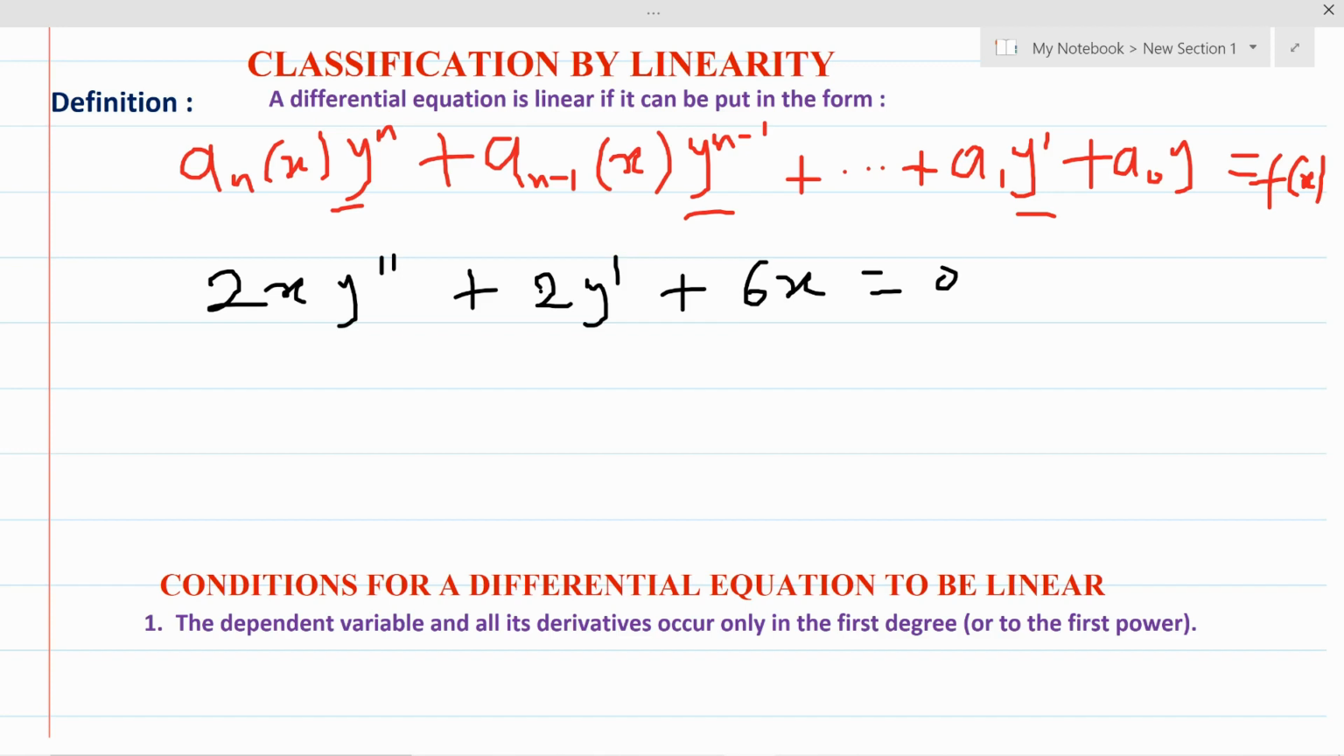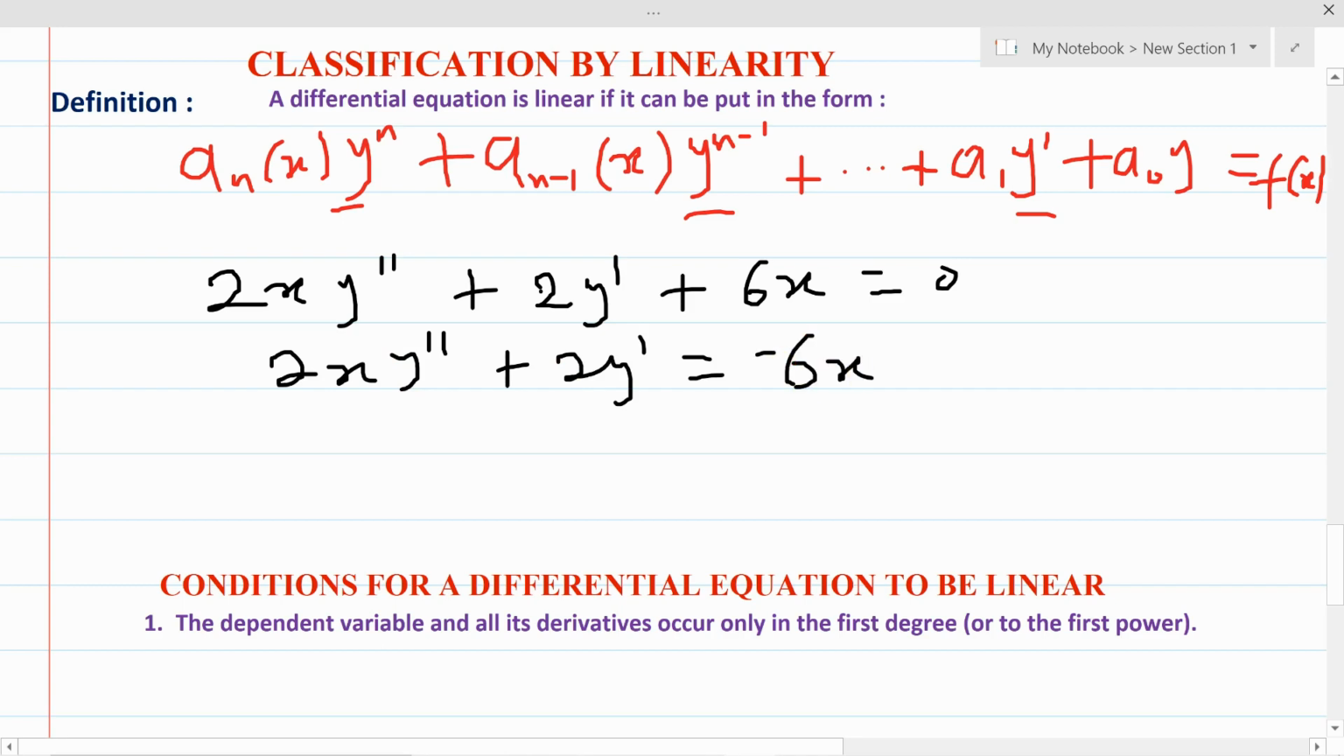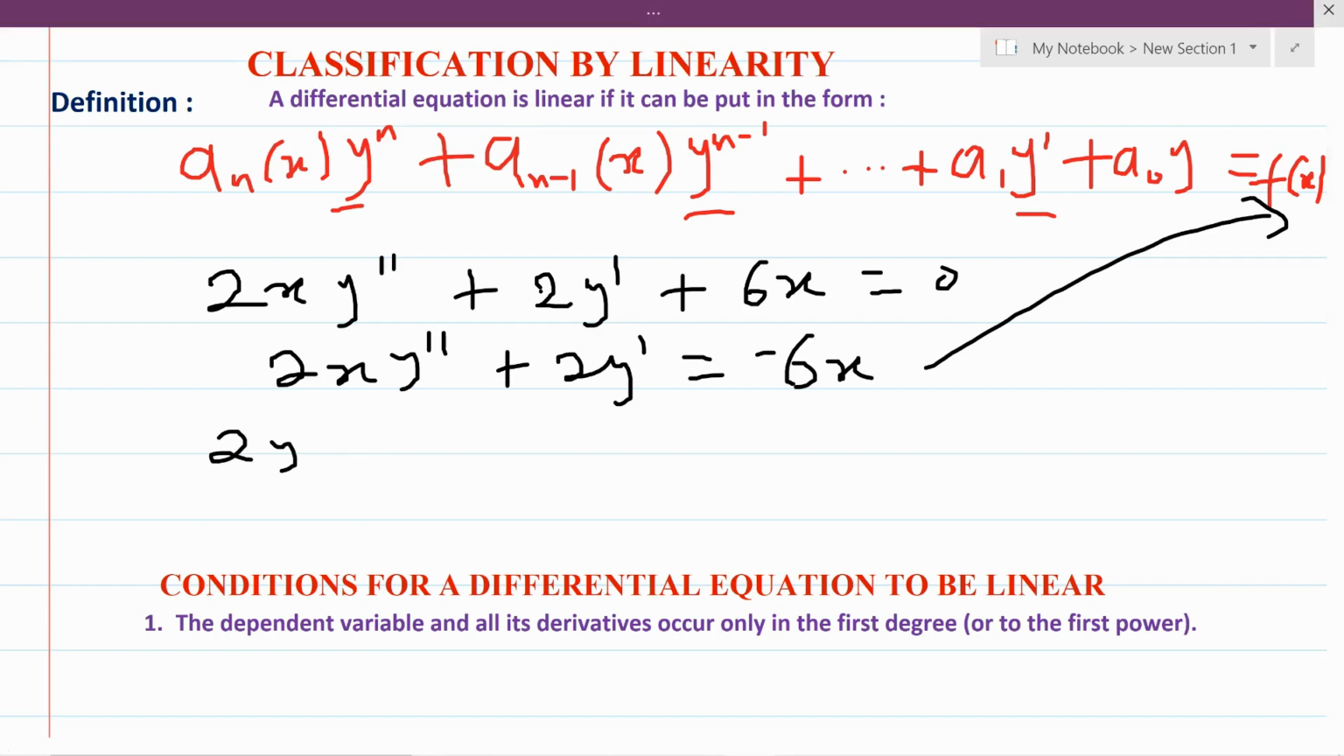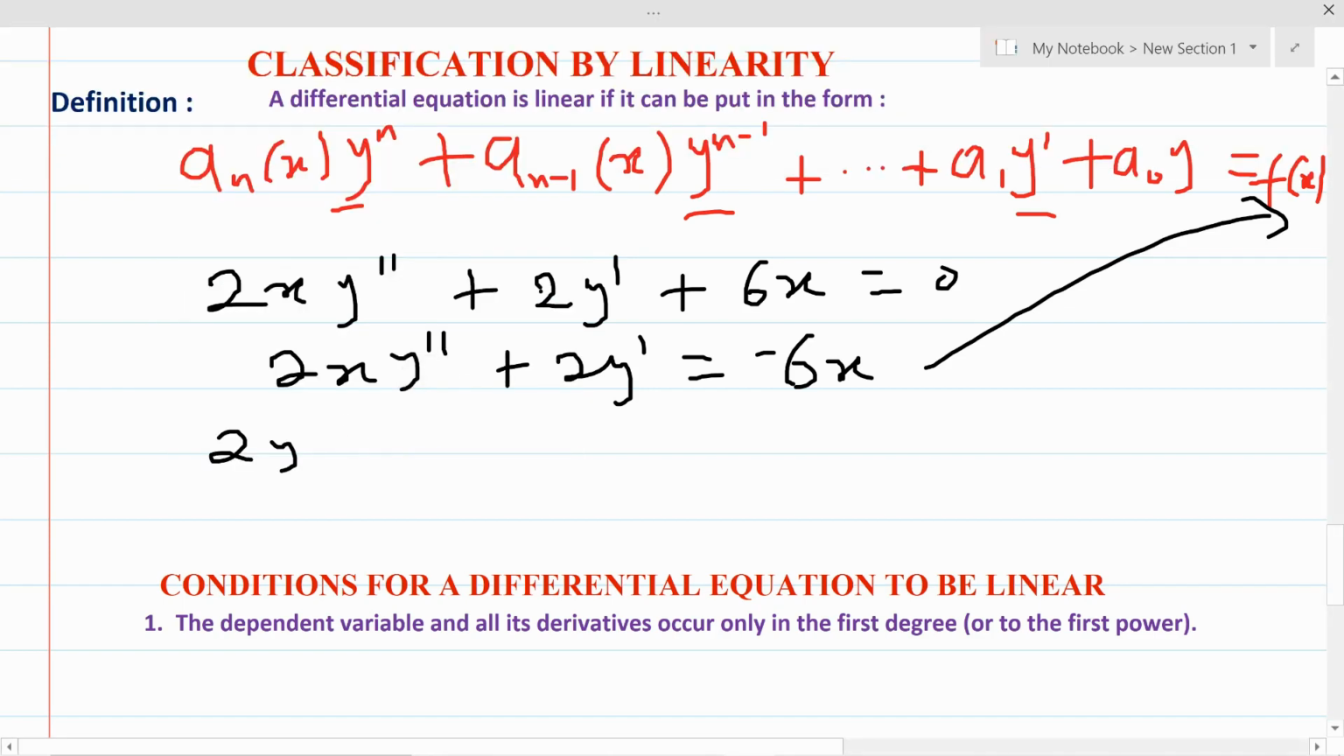So I can write this as 2x y'' + 2y' = -6x, and this -6x now becomes f of x. I hope this is okay. So this is what we mean by a linear differential equation. You can get something like 2y + 3 dy/dx = 0. This is also a linear differential equation.